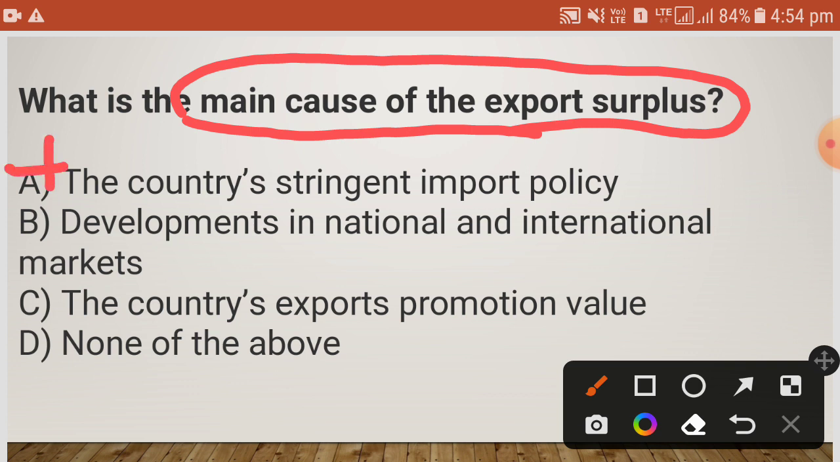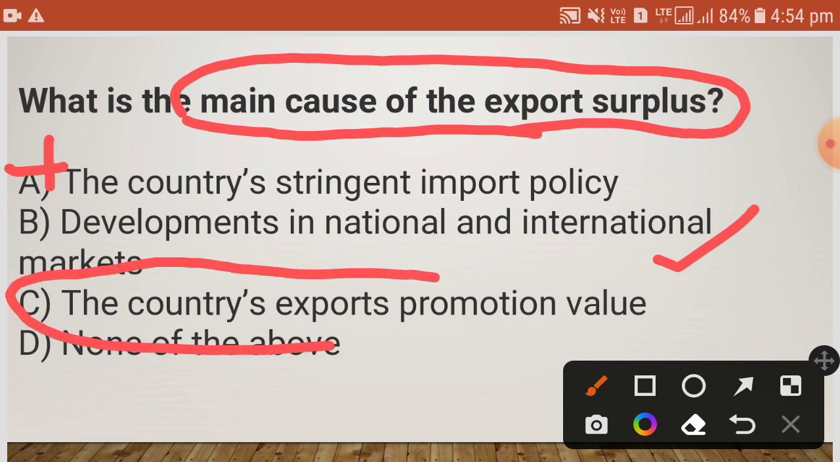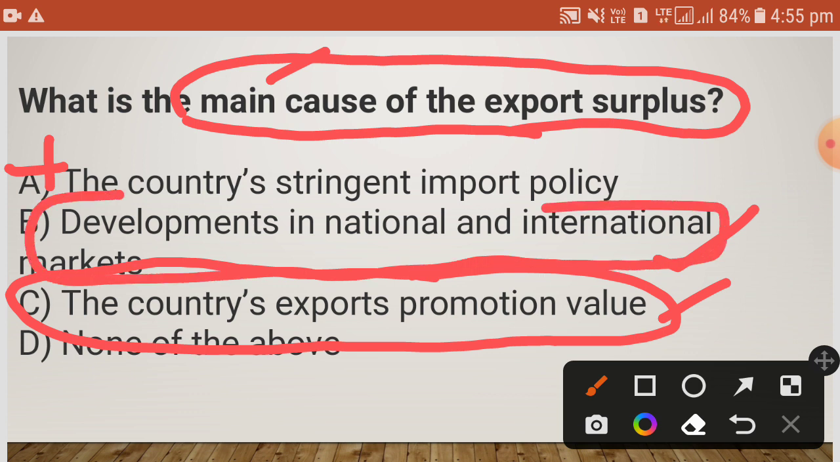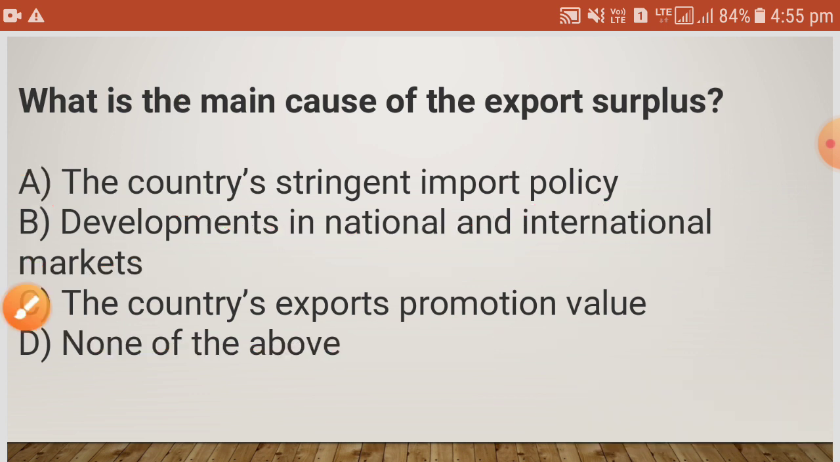So the second one is development in national and international market. Yes, this can be one of the answers. Let us see. The country's export promotion value. See, this is also a correct answer. But the thing is, they've asked the main cause. You have to see what is the option that is directly involved in increasing the exports of a country. So the country's export promotion value, yes, it can increase the export, but this will not be the main reason. So the main reason will be the development in international and national markets. Okay. So this is the reason.